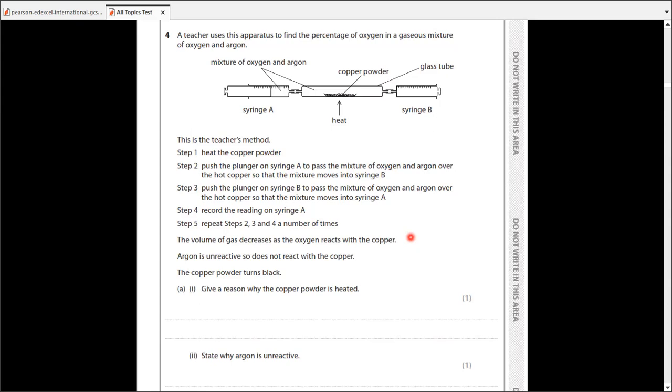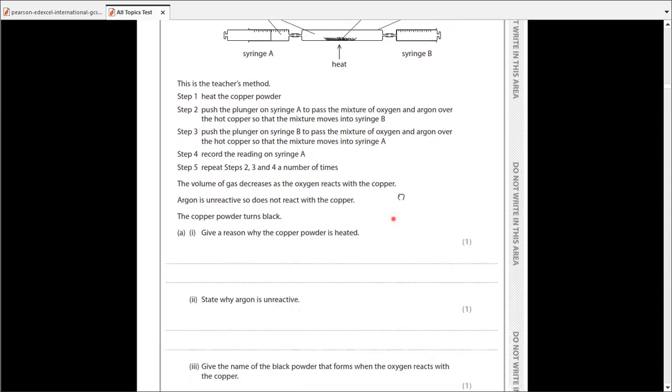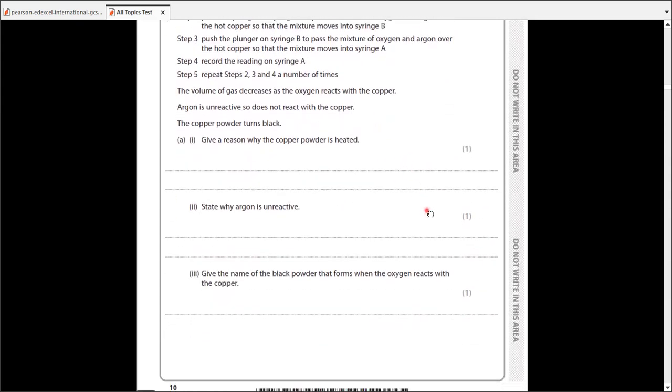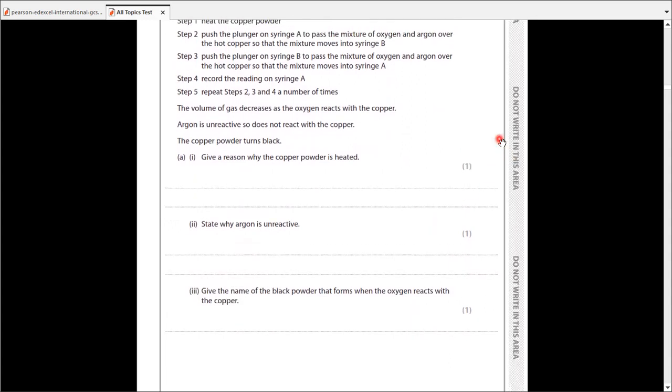Okay. So I wrote the answer. All right. Up next. State why argon is unreactive.